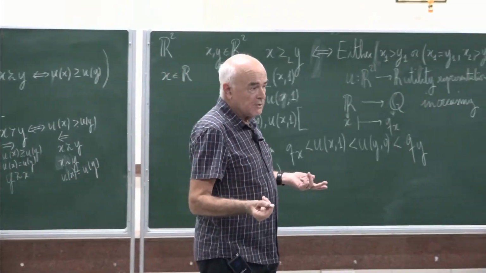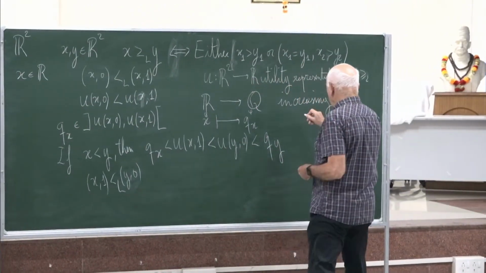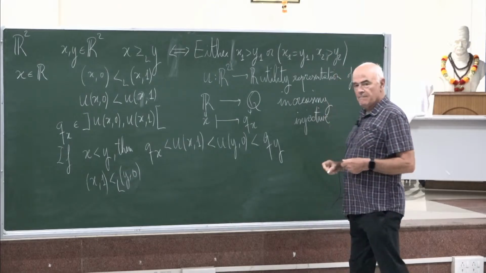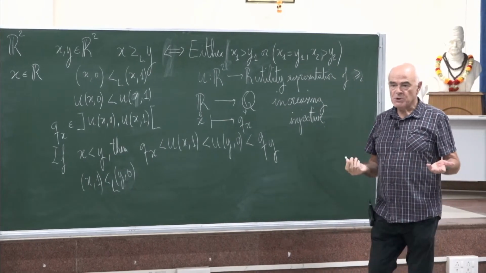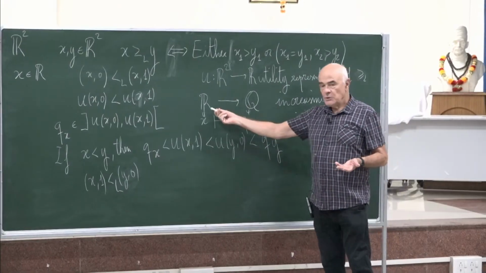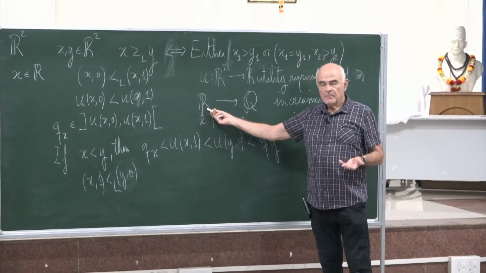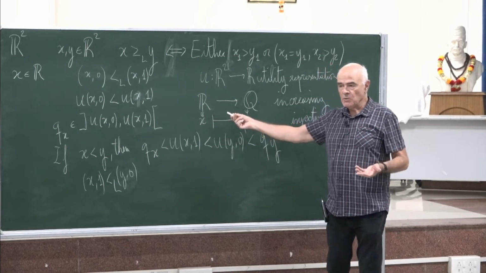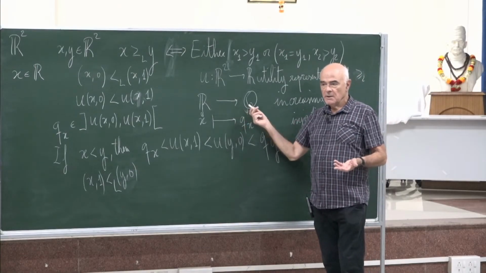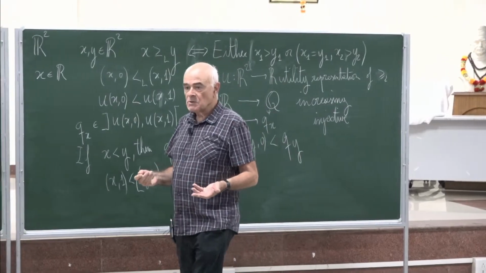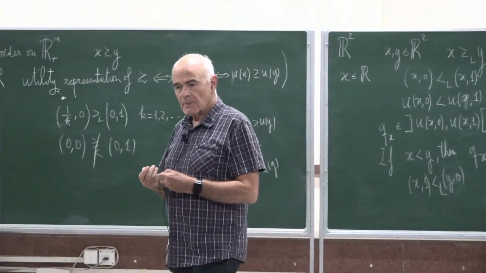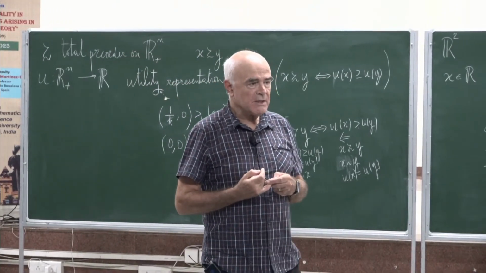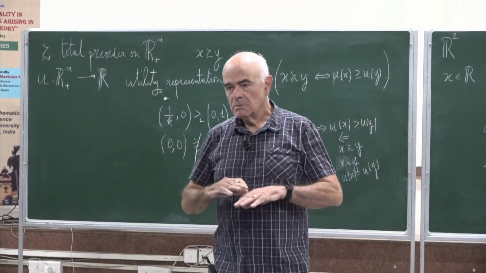Then it is injective, which is impossible. You cannot have an injective function from the reals, which have the cardinality of the continuum, they are uncountable, into the rationals, which is a countable set. Okay? So no utility representation exists, even if this continues. Not at all.